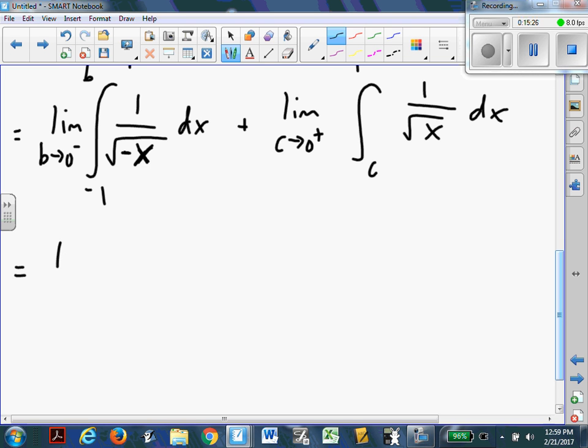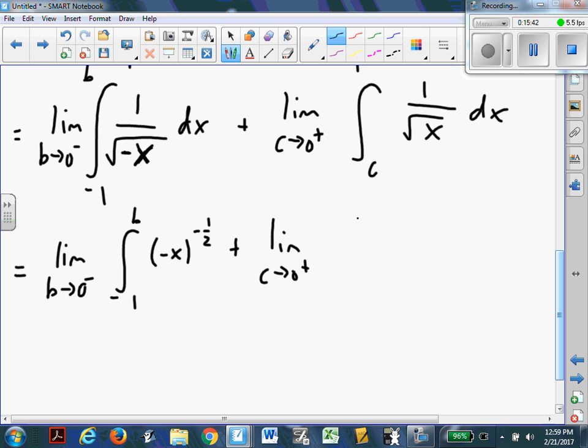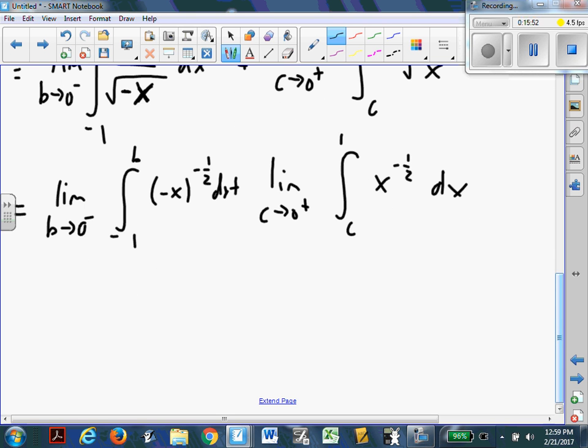Now, I can rewrite these to help out a little bit. This is the integral from negative 1 to b of negative x to the negative 1/2, plus the limit as c approaches 0 from the right of the integral from c to 1 of x to the negative 1/2 dx. Oops, don't forget the dx's. Now, the integral on the right is a straight power rule. So this is the limit as c approaches 0 from the right of x to the 1/2 divided by 1/2, or x to the 1/2 times 2.